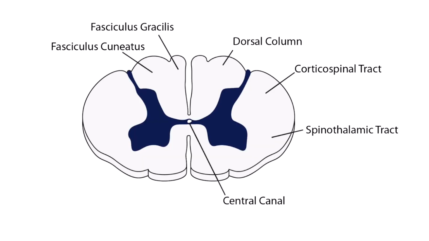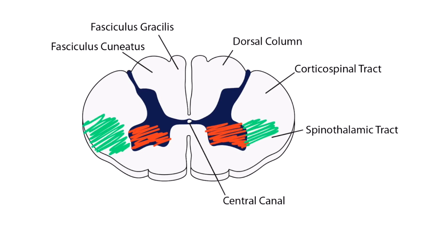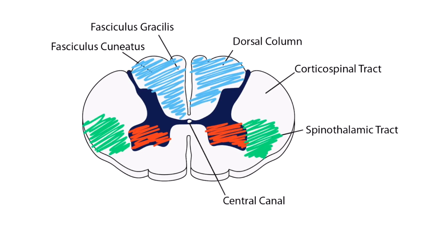Here you see an illustration of the cross-section of the cervical spinal cord. You can appreciate the anterior horn, spinothalamic tract, and dorsal column system, the damage of which results in specific neurologic dysfunctions in the case of cervical myelopathy.